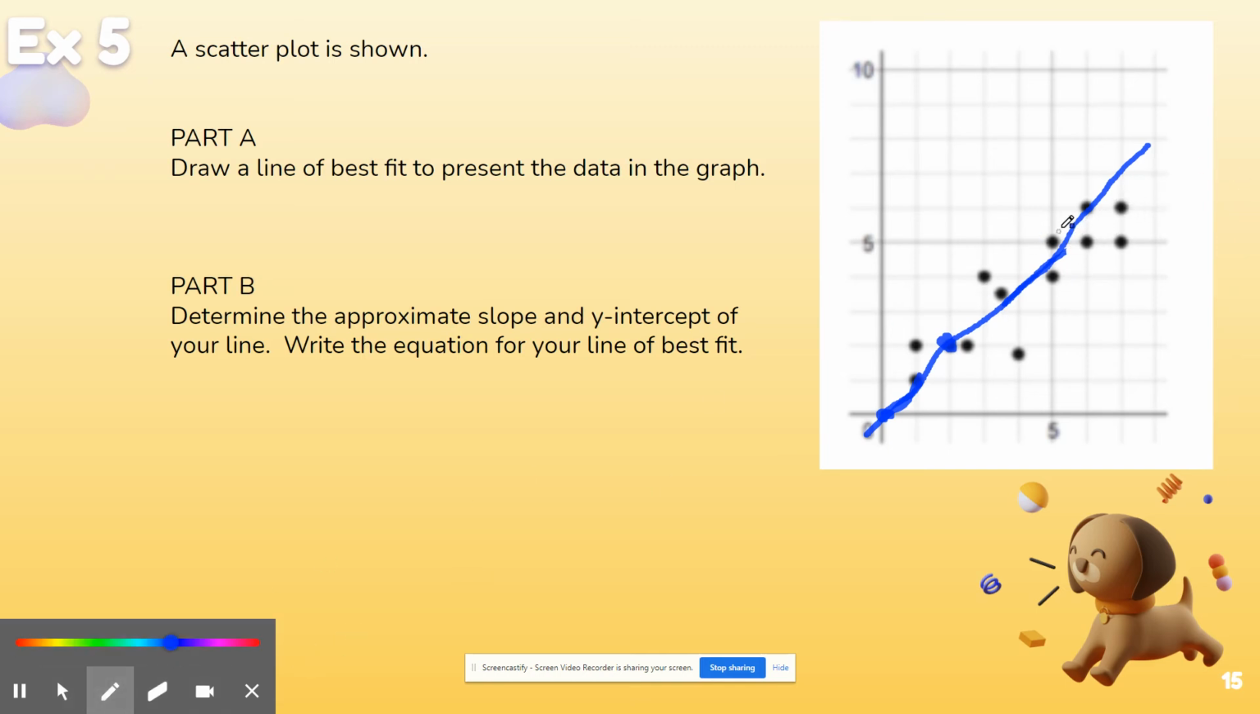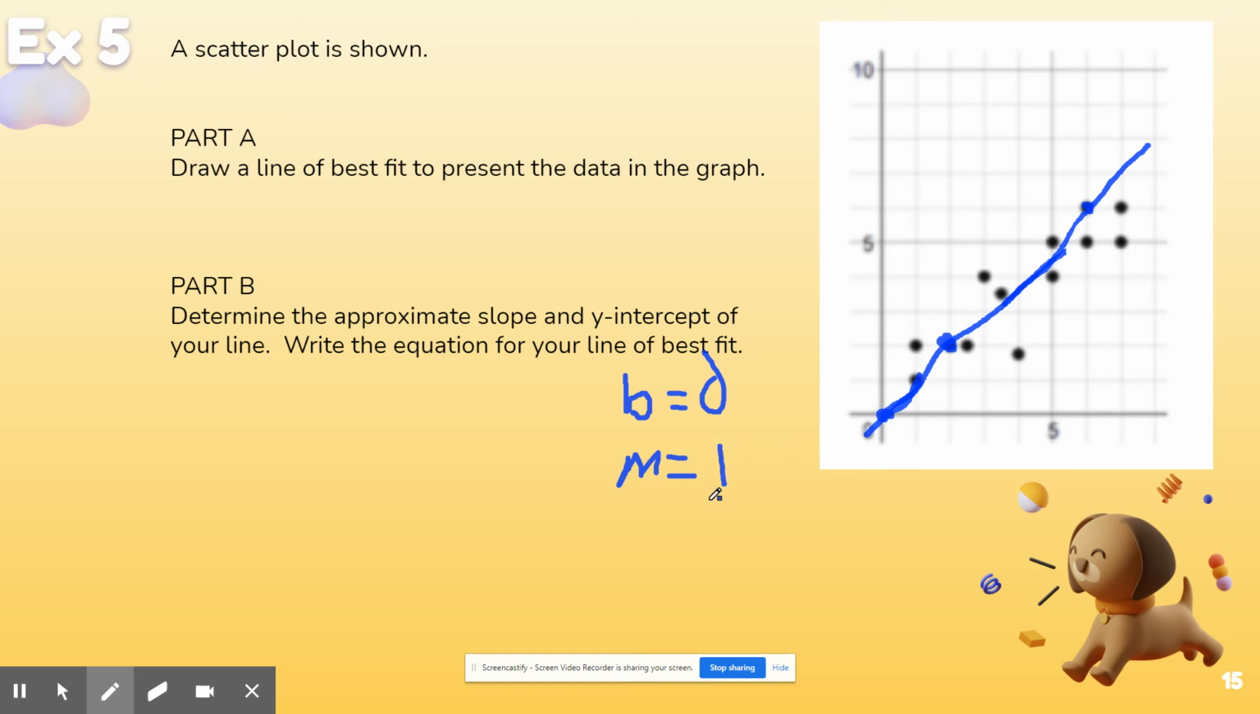So the reason I chose to draw through those 2 points and 0 is that I know at some point in time they're going to ask me to write an equation for this. So here's what I'm going to say: the y-intercept is 0. The slope is, it goes up 1 over 1. So the slope is 1 over 1, or just simply 1.